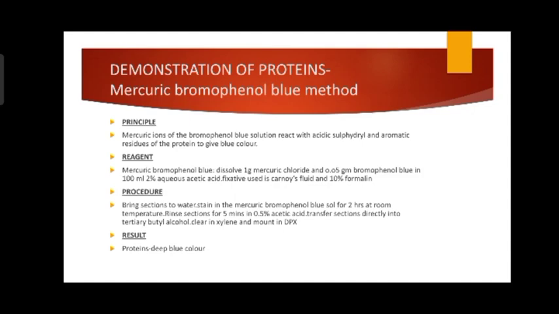First, let us see the principle. Bromophenol blue is an acid dye and can normally combine with the basic groups of proteins. And the mercuric ions of this bromophenol blue solution react with acidic and aromatic residues of the protein to give blue color. So this is about the principle.